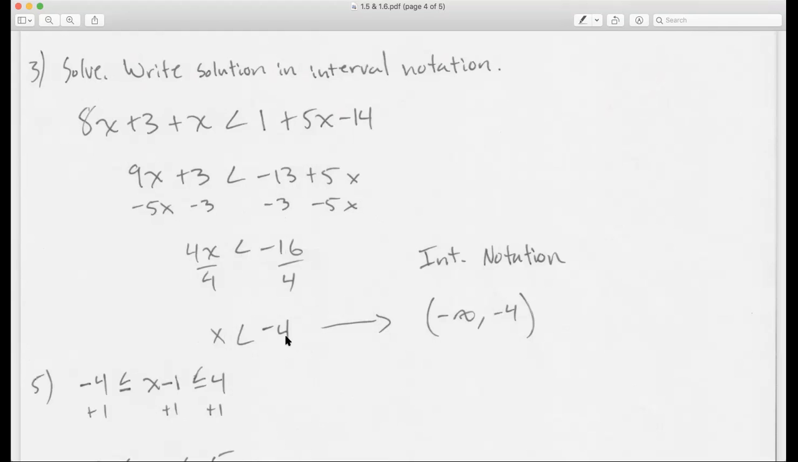This is inequality notation. This is interval notation. So negative infinity is my lowest x value that will work, and negative 4 is the highest. So that's important in interval notation to put low value, comma, high value. Okay, and because this was less than, we use parentheses. But anytime you use infinity, you're going to use parentheses, not brackets.